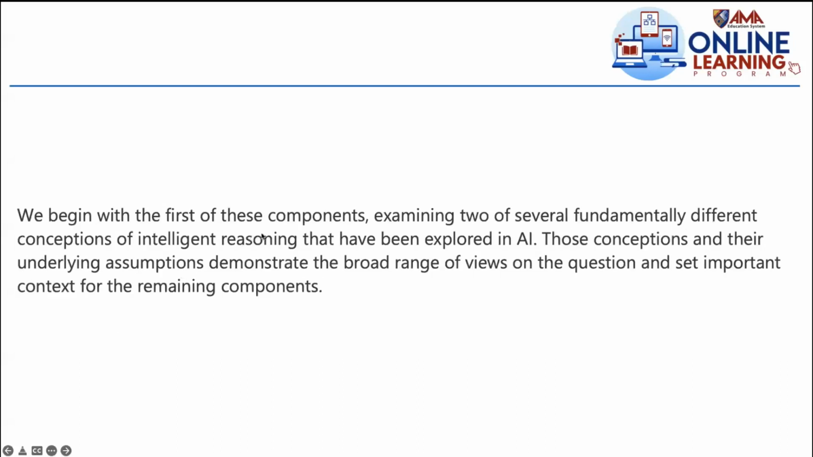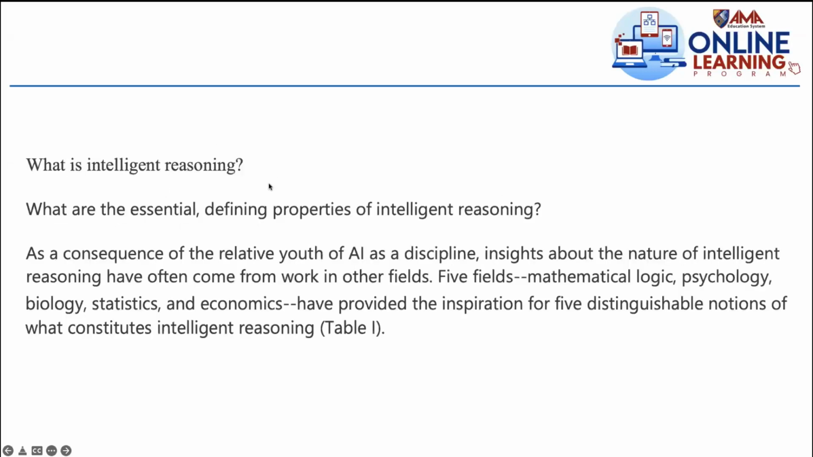So now we begin by examining two of several fundamentally different conceptions of intelligent reasoning that have been explored in AI. Now AI is mentioned for the first time. These conceptions and their underlying assumptions demonstrate the broad range of views on the question and set important context for the remaining components. Okay, so now, what is intelligent reasoning? What are the essential defining properties of intelligent reasoning? This is where we will talk about the fields. When it comes to knowledge representation, we talk about those techniques, right? The rule, the frame, and so on. But when it comes to intelligent reasoning, we talk of these five fields. Of course, these are not the only fields. These are only examples. But again, you notice this is the second time AI is mentioned.